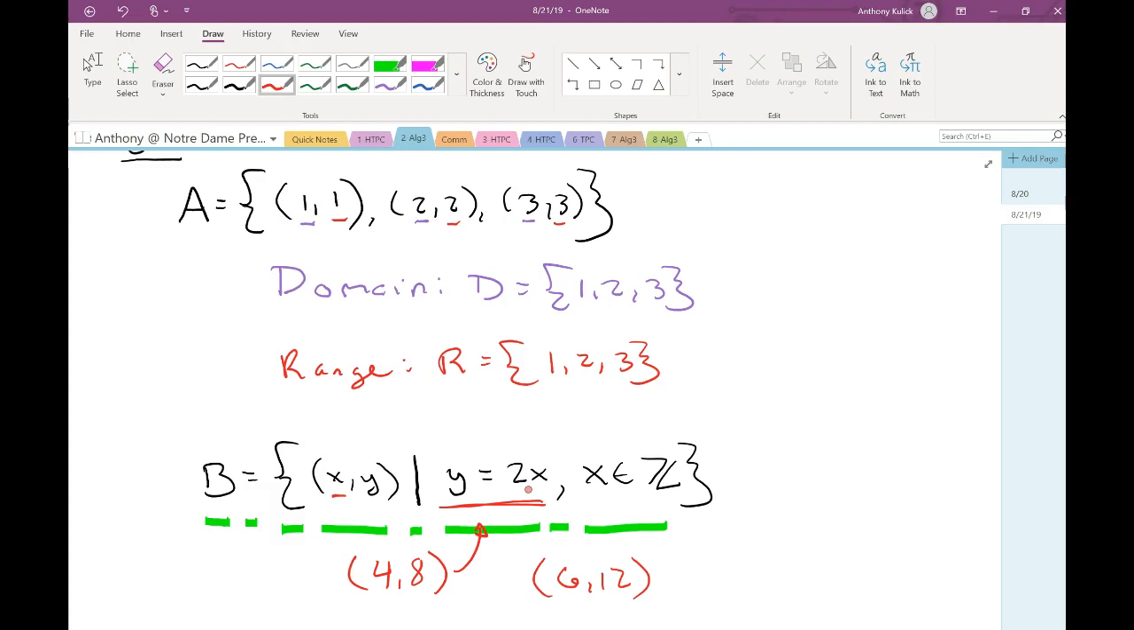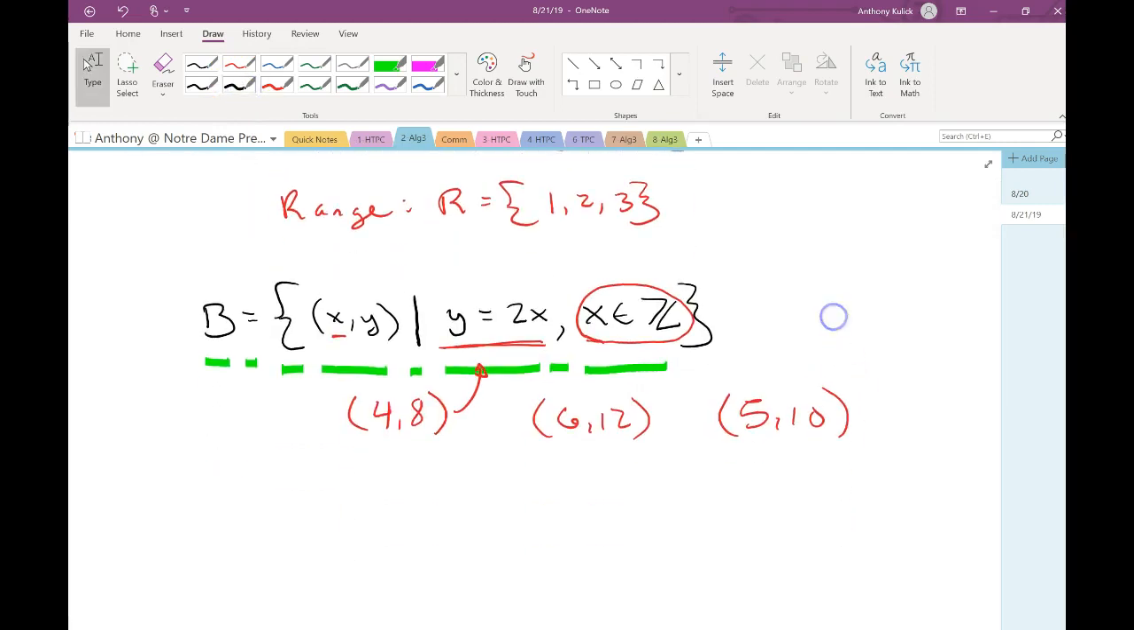Can I pick anything I want for x? I can pick anything I want for x as long as it's an integer. Can I pick 5.5? No, because 5.5 is not an integer, because it is a decimal. Everybody's okay with that? Okay.